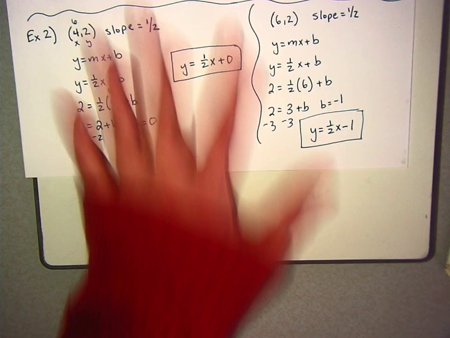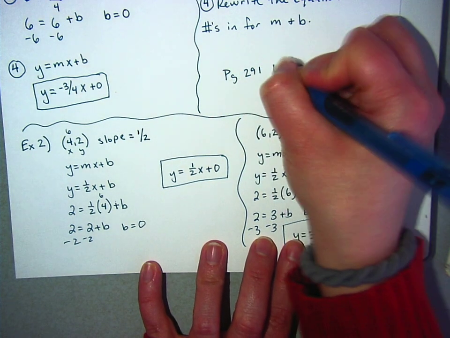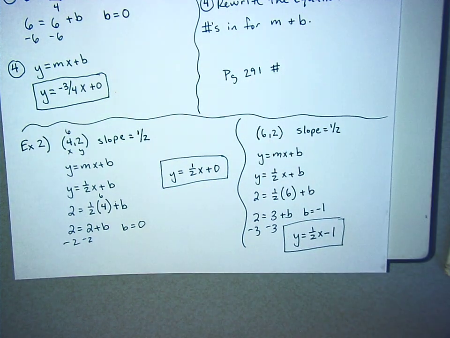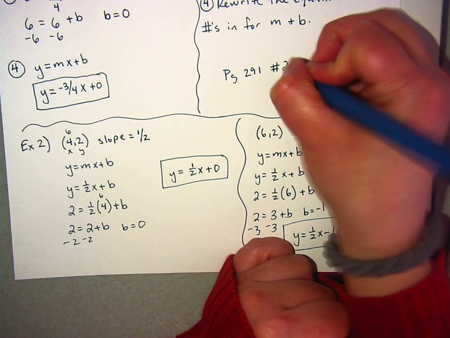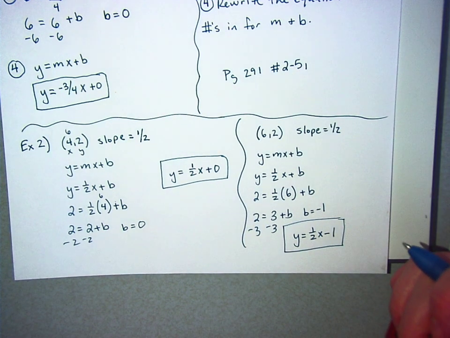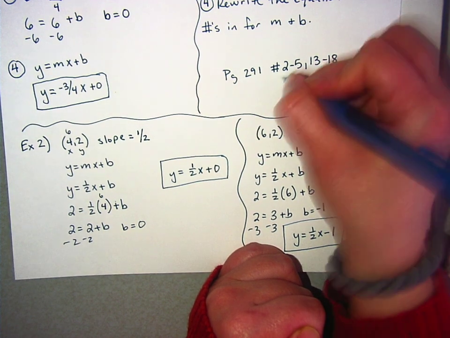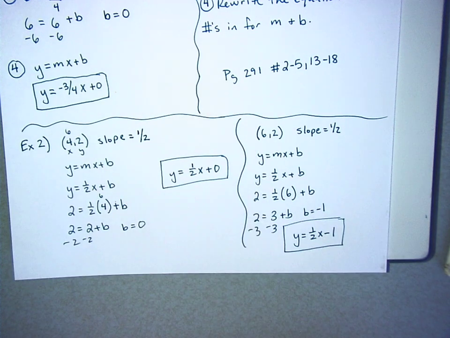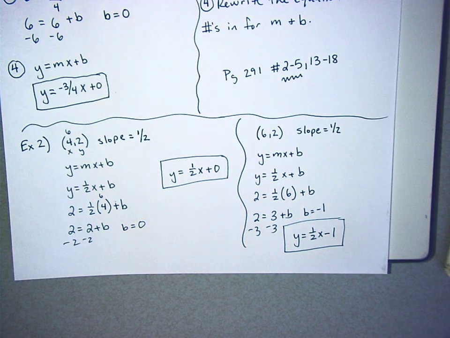Okay. All right, everybody write down. The homework is page 291, numbers 2 through 5 and 13 through 18. But here's the deal. Remember how I said this was just day 1 of the notes? This is the only stuff you can do right now. So this assignment won't be due until Friday.